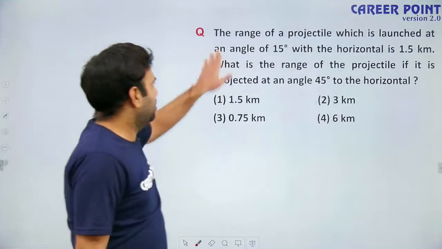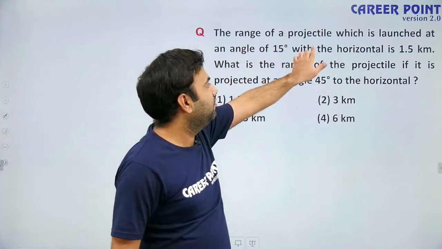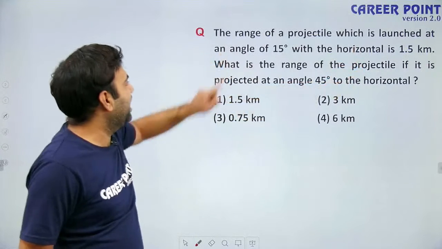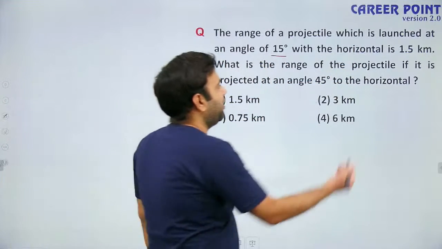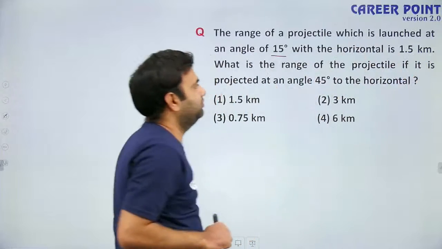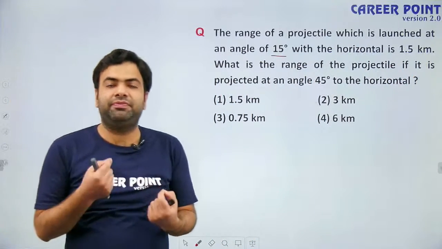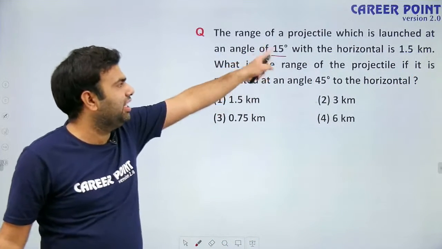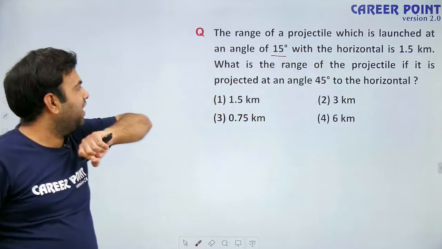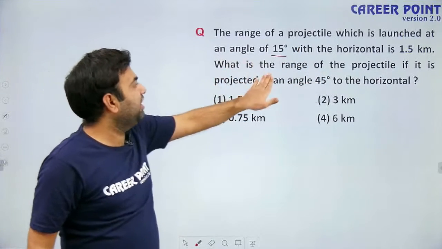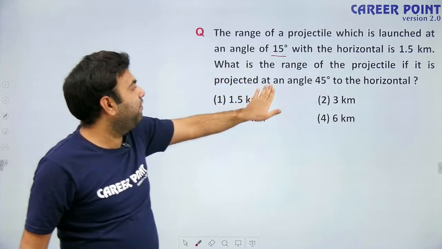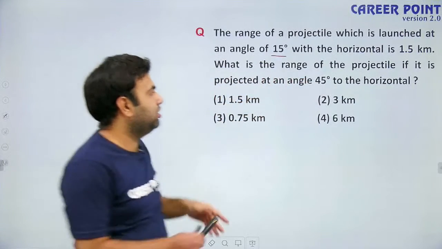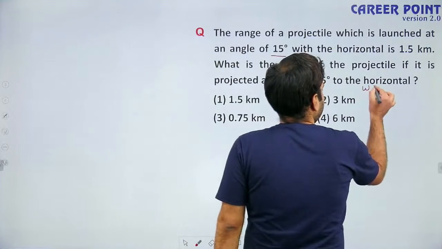This is the question. The range of a projectile which is launched at an angle of 15 degree with the horizontal is 1.5 kilometer. If you are throwing this projectile with a 15 degree angle, the range is 1.5 kilometer. What is the range of this projectile if it is projected with an angle of 45 degree to the horizontal with the same speed?